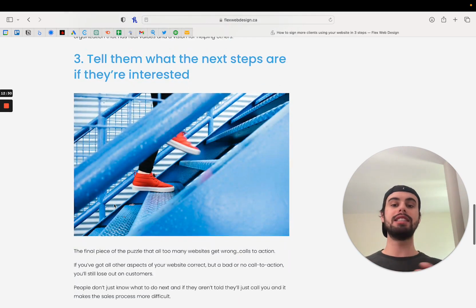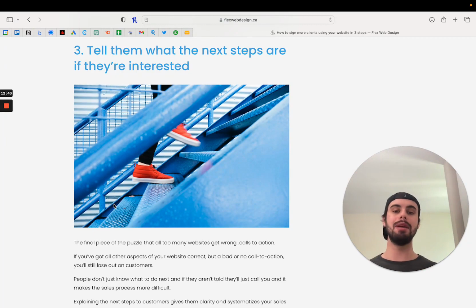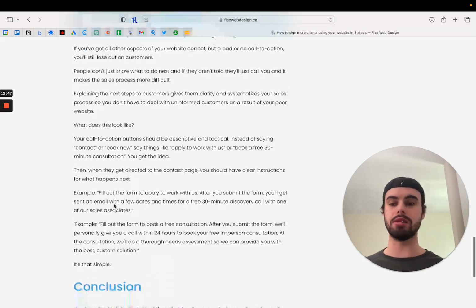Number 3, tell them what the next steps are if they're interested. Have good calls to action that call out your prospects. Tell them what the next steps are so that they're not left with any questions when they reach out to you on your website. You're saving time in your sales process and closing a higher percentage of your reach outs.